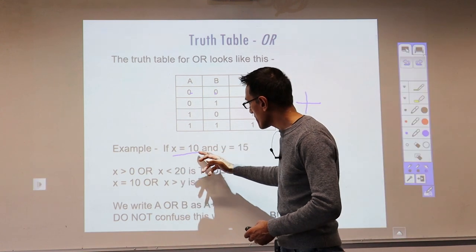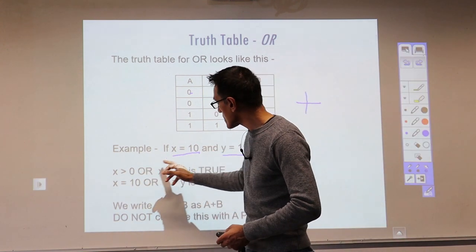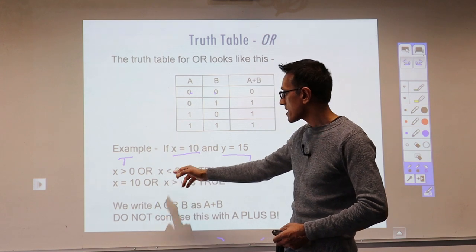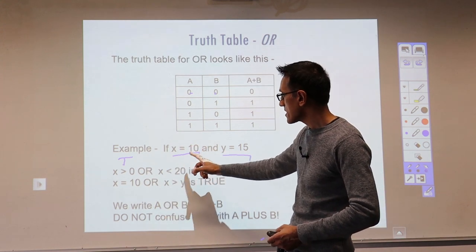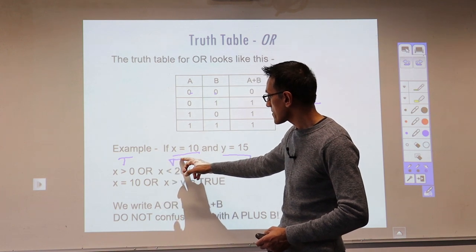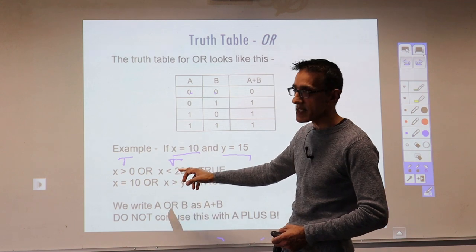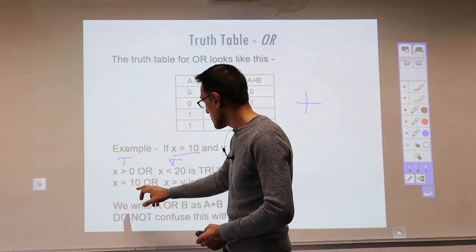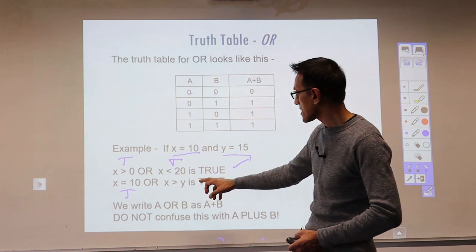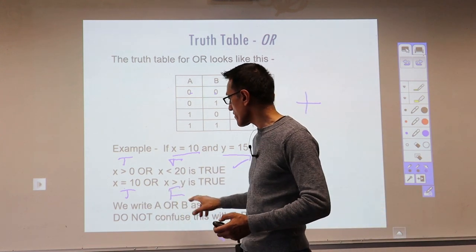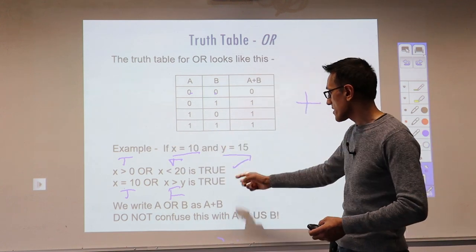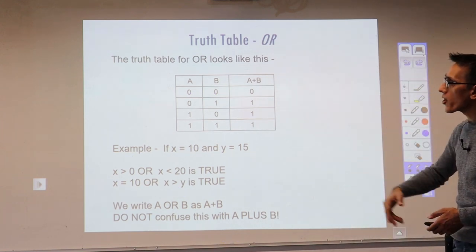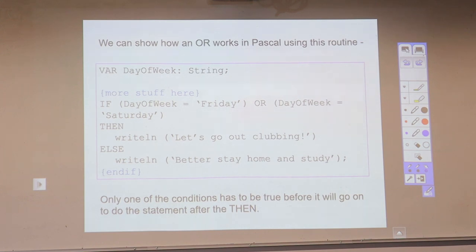And again, here's an example. If x is 10 and y is 15, x greater than 0, yes, that is true. Or x less than 20, yes, that is true as well. So either one of these is true, therefore that is true. X equals 10, yes, or x greater than y. X is not greater than y, so that becomes false. Well, at least one of the inputs is true, therefore the whole expression evaluates to true. That's the OR gate.